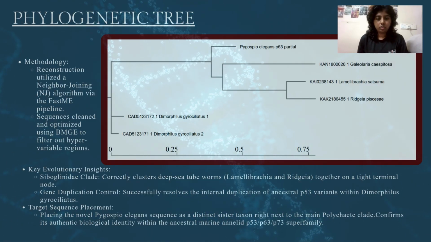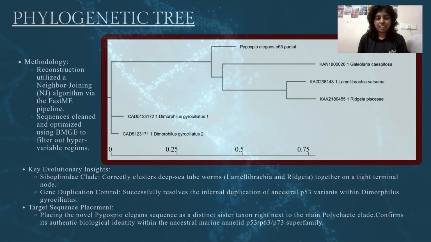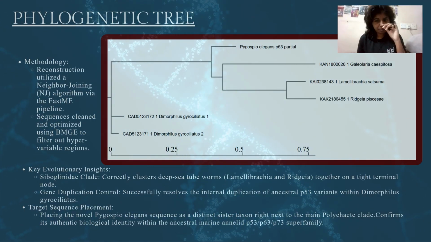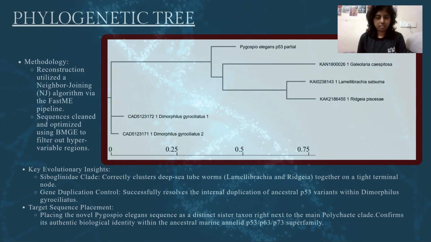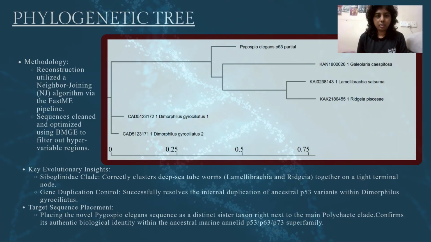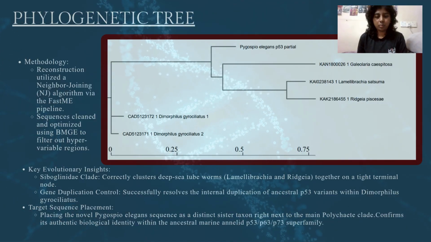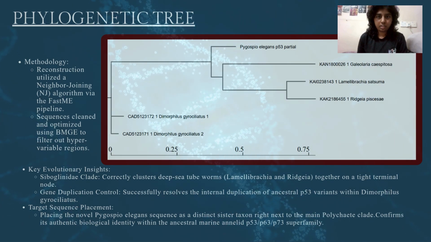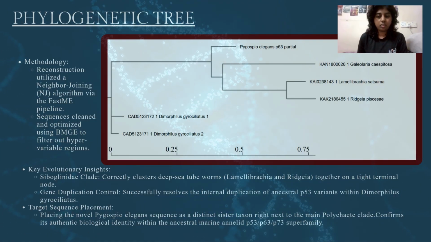So first, you can look at the tight terminal node containing Lamellibrachia satsuma and Regia pisacea. So this satisfies the established biological taxonomy. Both of these organisms are deep-sea hydrothermal vent tube worms, which belong to the family of Siboglinidae, and these short horizontal branch lengths represent a high sequence conservation and a very recent common ancestor.